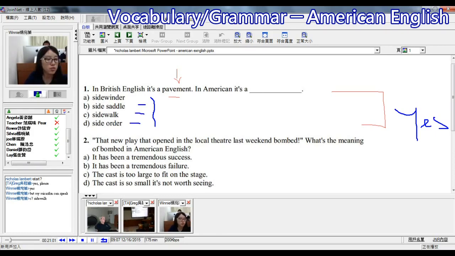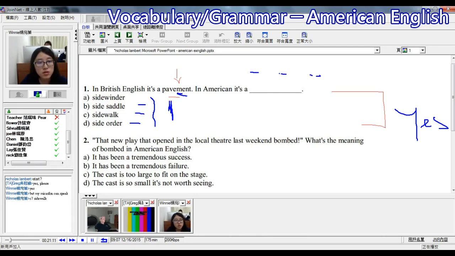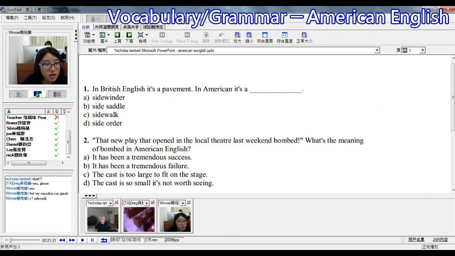Do you know which one it is? So, if you're walking along the pavement in England, what do you call it in America? Sidewalk, yes, that's right. Sorry, I keep forgetting. So it's a sidewalk. So that's the correct answer. We say the sidewalk. Now, do you know what a sidewinder is?